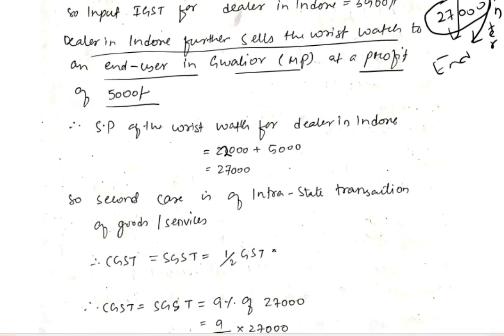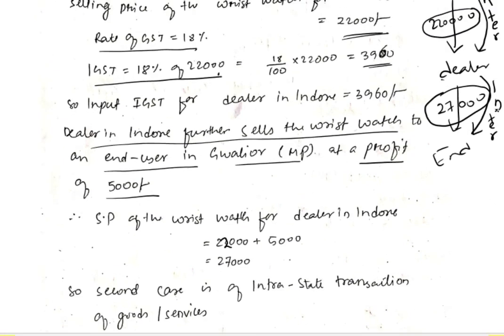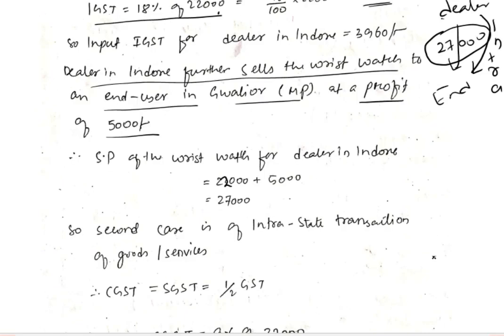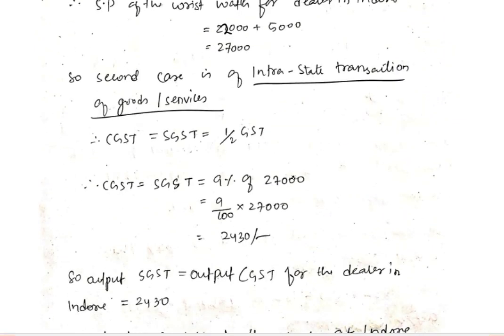Okay, so in the second case, is it intrastate or interstate? The dealer was in Madhya Pradesh and the end user was also in Madhya Pradesh. So in the second case, it will be intra, INTRA. This will be intrastate. Since the second case is an intrastate transaction, CGST and SGST will each be half of the GST. Therefore, the CGST value and SGST value will both be 9% of 27,000. So we have calculated 2,430.